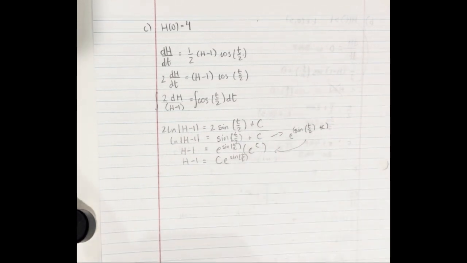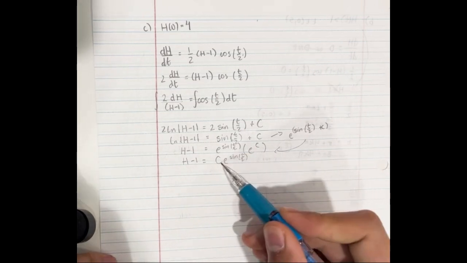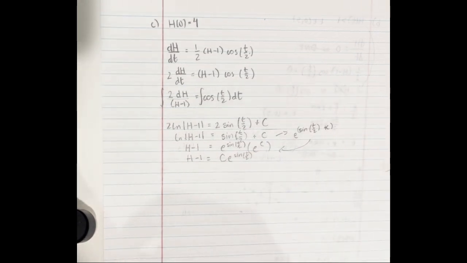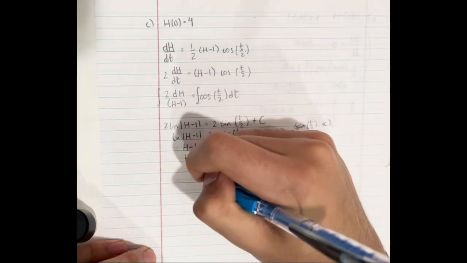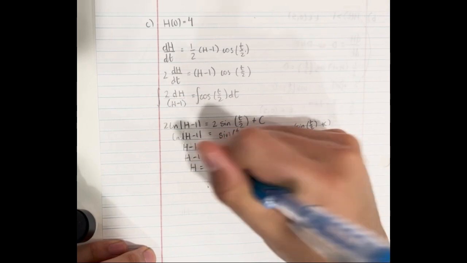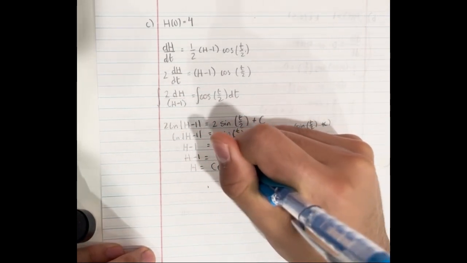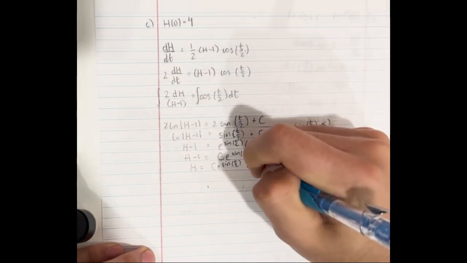So after I raise e to both sides of the equation, and then take this big constant out that I get from e to the c, that allows me to get rid of that absolute value. So now I'm going to say h equals c e to the sine t over 2 plus 1.